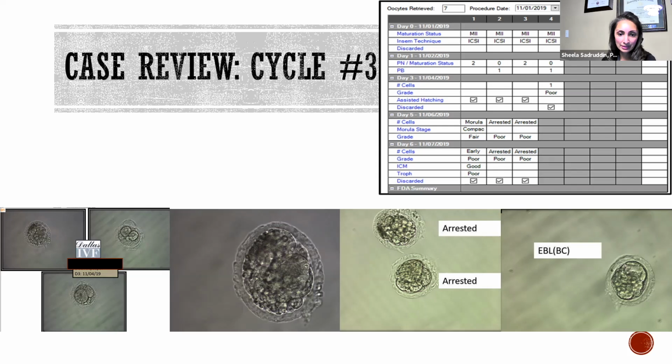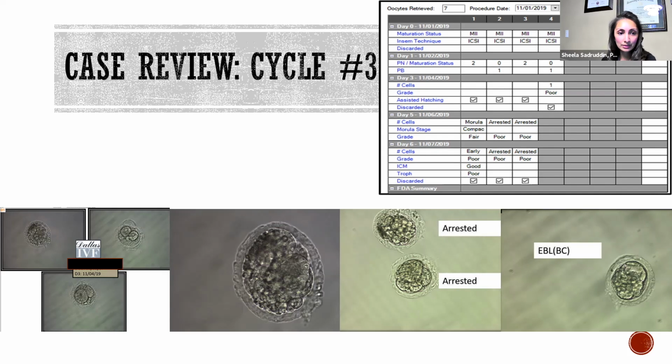On day 6, we noticed the image on the bottom right. It's an early blast. Again, a very generous grading. It's barely a cavitating morula. So the embryo development was very poor, in that we did not recruit any oocytes that resulted in usable blastocysts. So unfortunately, this patient was not able to conceive using her own eggs.